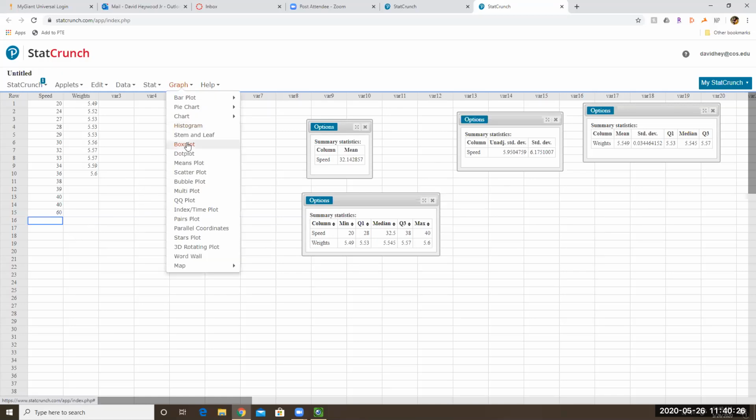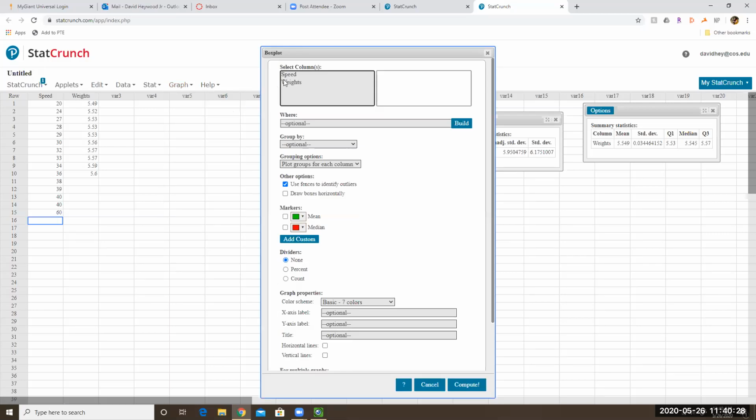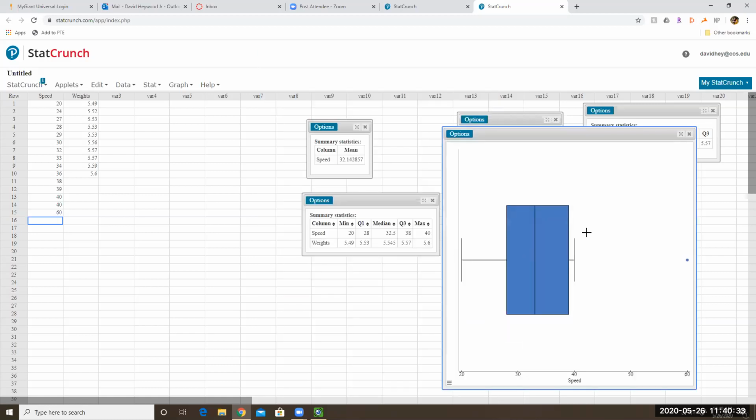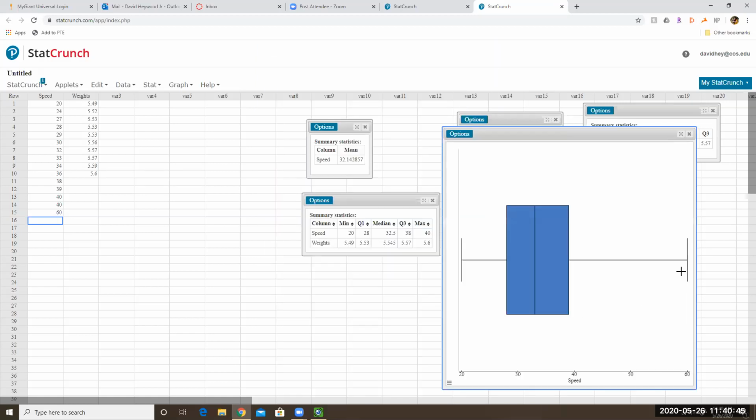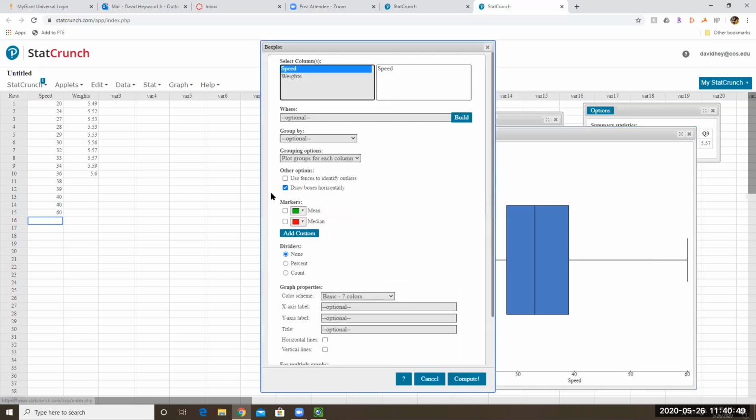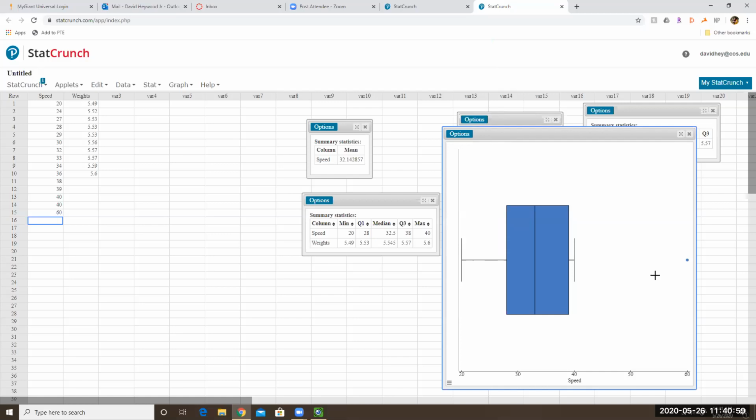So if I go to Graph, Box Plot, and then say use fences to identify outliers, it's going to identify that observation of 60 as an outlier. It's going to mark it as a special case. Whereas if that box is unchecked, then it doesn't identify the outliers. We want the outliers to be identified, so we want to make sure this box is checked. The good news is that that's its default setting, which is good. This is how we want it to look.